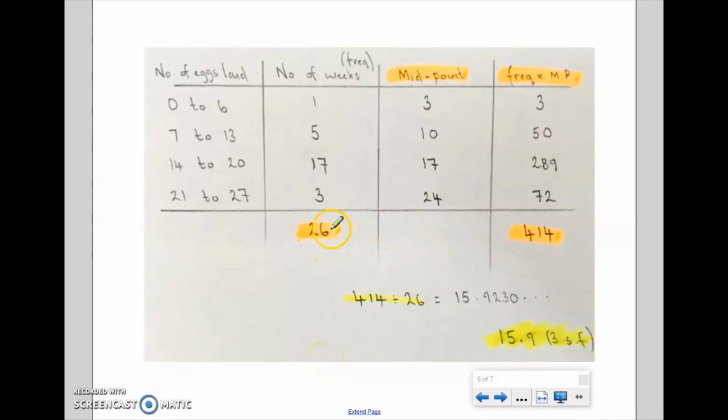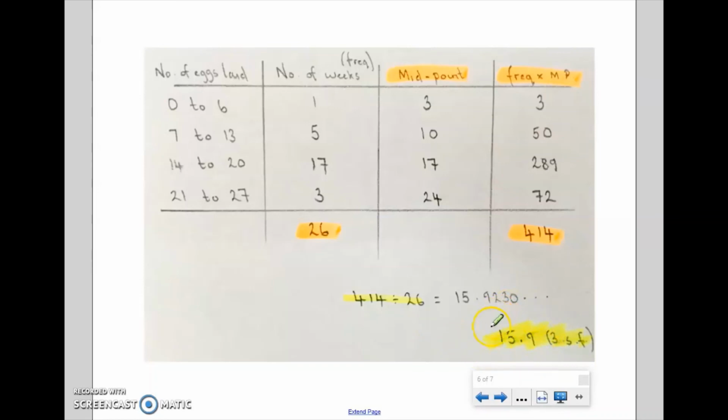I end up with a total of column 2 being 26, a total of column 4 being 414. I go ahead and do that division. This time I've rounded my answer to 3 significant figures. So an estimate of the mean of how many eggs were laid would be 15.9 eggs.